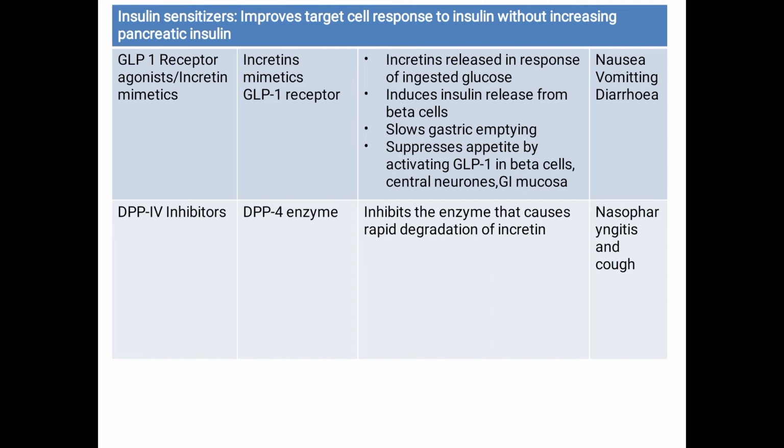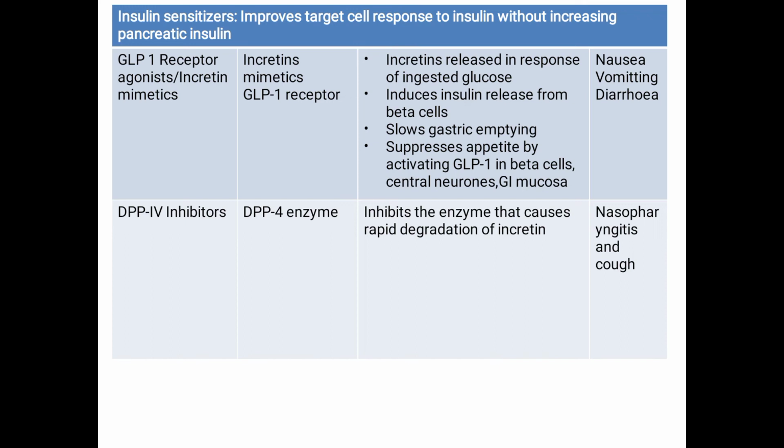So that is the function of DPP4 inhibitors, like all the gliptins: saxagliptin, linagliptin, sitagliptin and all. So what are its adverse effects? Since it interferes with the degradation of substance P, it is going to cause adverse effects such as nasopharyngitis and cough. Okay, so you can remember this.